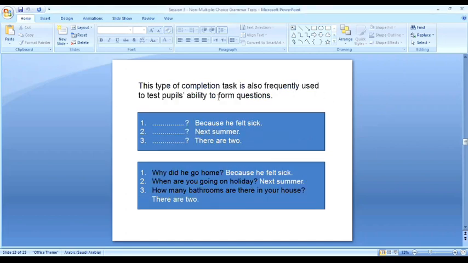This type of completion task is also frequently used to test pupils' ability to form a question, like dash dash because he felt sick. He has to form the question. We give them the answers, and then he has to ask the question. Dash dash is a question. Next summer, dash dash, there are 2. So here they have to ask with why. Next summer, they have to ask with when. There are two, like how many, and these are the answers.